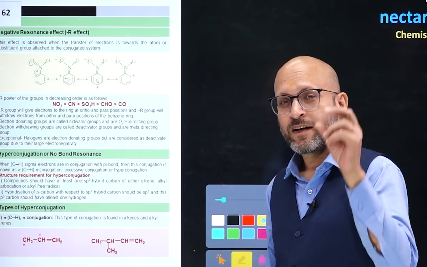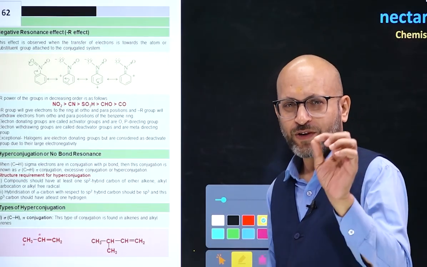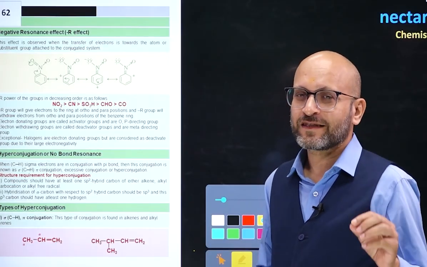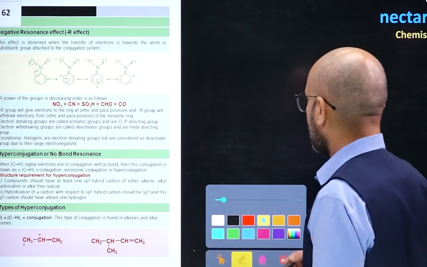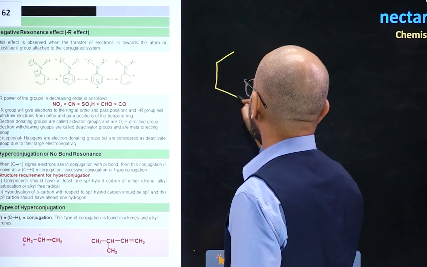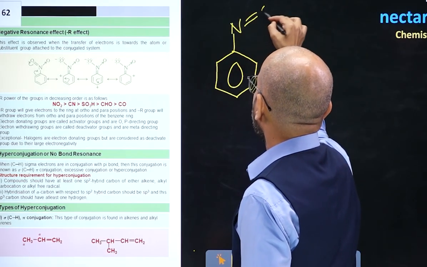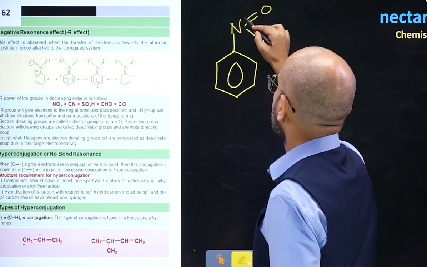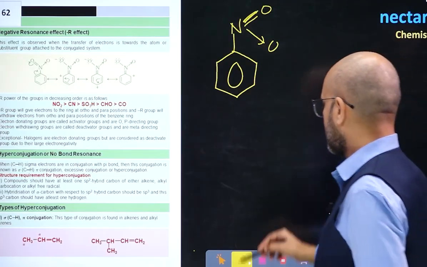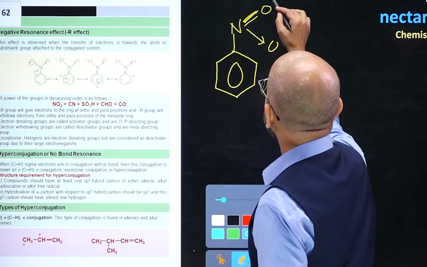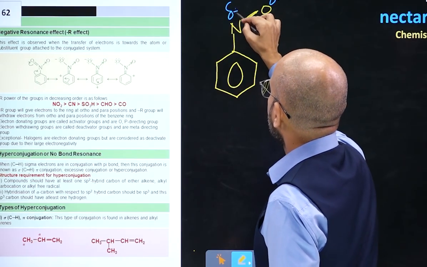To find out the type of this effect, you connect that group to a conjugated system, and the best system I would say is benzene. So let's connect NO2 to benzene. What is interesting is that nitrogen has a pi bond. This oxygen is more electronegative, so it will gain negative charge, and nitrogen will gain positive charge.